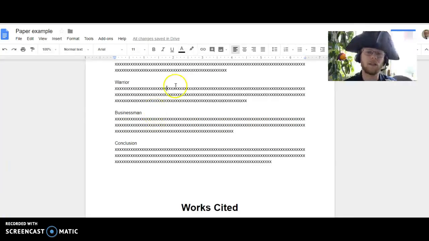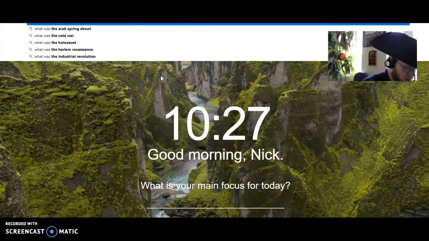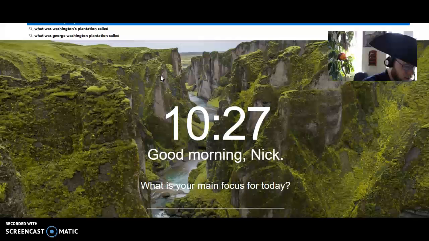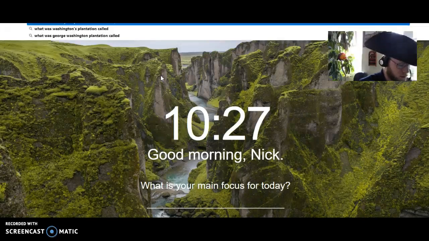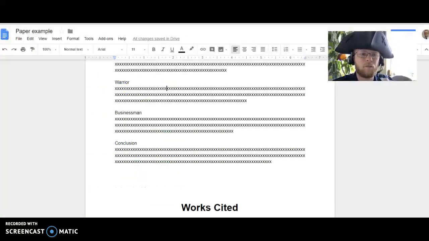What was his home called again? Let's take a look. We'll look it up. What was Washington's plantation called? Because he was a plantation owner. He had slaves. He was a slave owner. Mount Vernon, that's it. Been there.